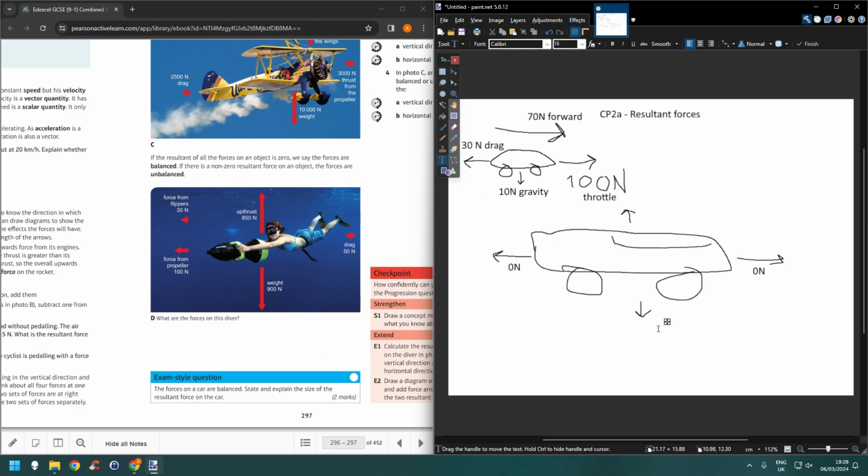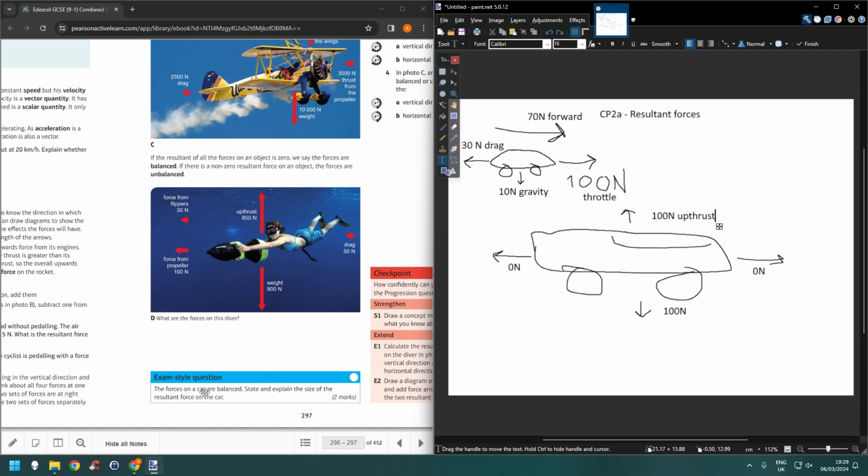So let's say 100 newtons of gravity and the same 100 newtons of upthrust. Upthrust is almost definitely not the right word, but it's the only way to describe what the balance is here. Because the forces on the car are balanced, 0 and 0, that's a balance, they're cancelling each other out. 100 newtons, that's a balance, they're cancelling each other out.